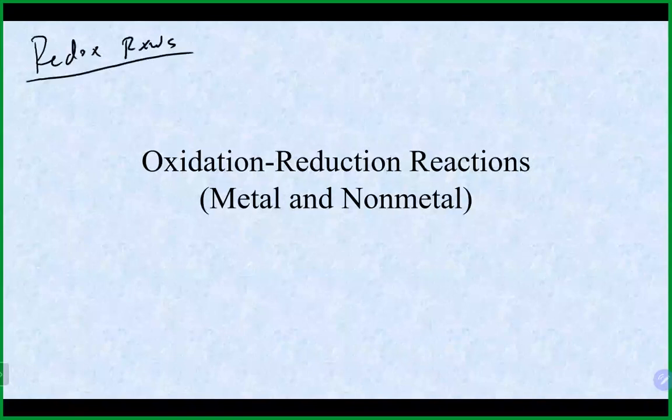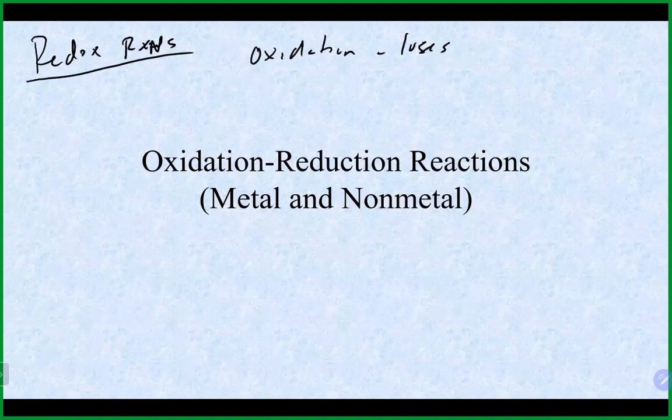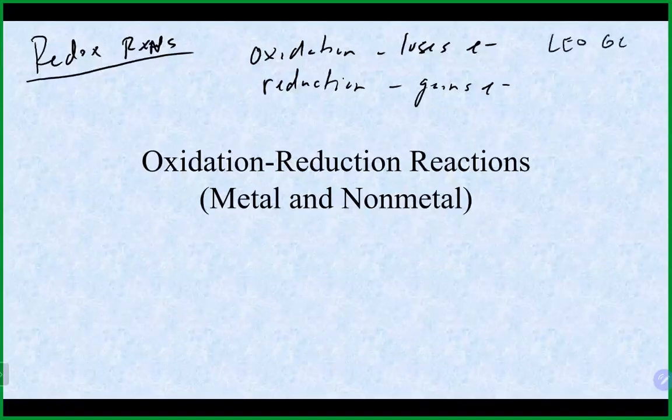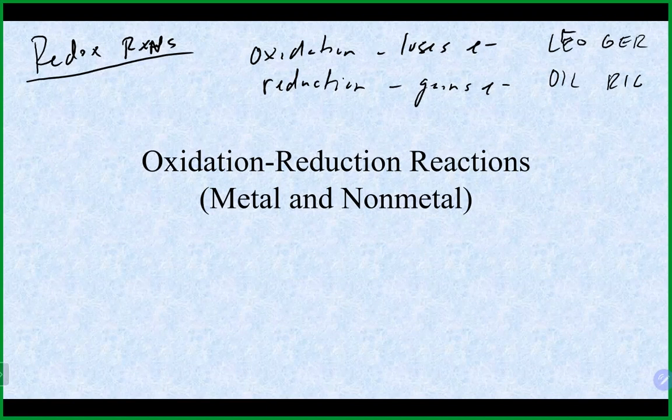And again, a reminder that an oxidation loses electrons and a reduction gains them. You can remember that as Leo the lion goes grr: loss of electrons, oxidation; gaining electrons, reduction, or the oil rig. Sometimes people like to remember that oxidizing is losing, reducing is gaining.